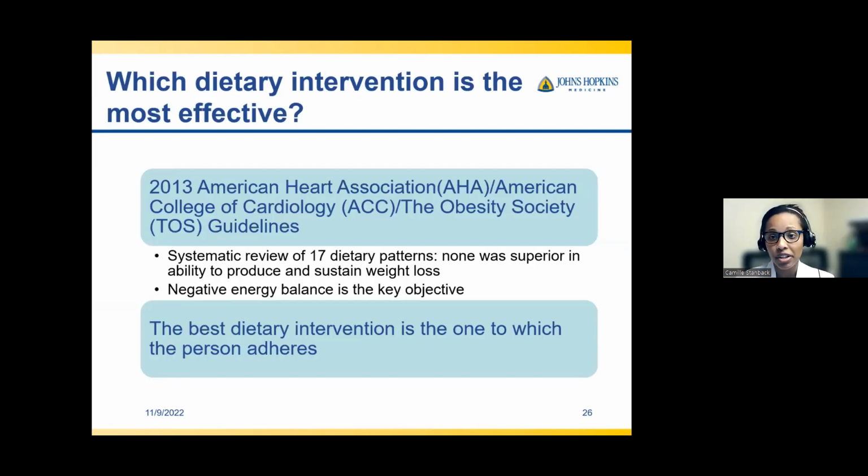So which dietary intervention is the most effective? The answer is there's not one that's better than the other. A study from the American Heart Association and Obesity Society reviewed many dietary patterns and actually found that none were superior in the ability to produce and sustain weight loss. So that means low fat, low protein, low carb, keto, Atkins. None has been proven to be more beneficial than another in terms of producing and sustaining weight loss. It's actually the negative energy balance that is the key, so calorie reduction. So in general, the best dietary intervention is the one to which the person adheres, because we want to think of this as a lifestyle as opposed to a diet.